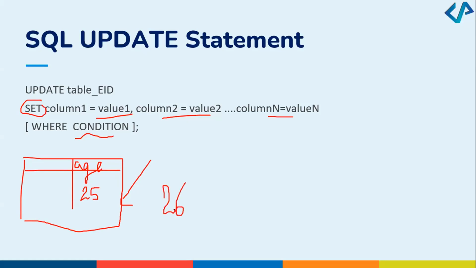So what will be your query? You would say update. What is the table name? Give the table name. Set what? Age. So this set is basically used in conjunction with update. You will update this table, set this column age to what value? 26, right? Something like this. So set is kind of a keyword which helps you to operate.